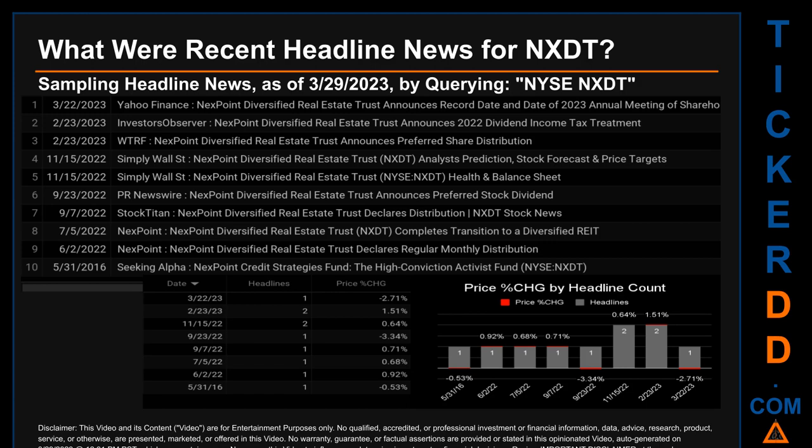Correlated or not, as it happened, the stock price for NXDT on those publication dates respectively saw a jump of 1.51% along with a jump of 0.64% when comparing the day's opening versus closing price. Friday, September 23, 2022 was the day with the highest percentage change in price when we compare opening versus closing price for the ticker. The day saw a drop of -3.34% when NXDT opened trading at $14.07 and closed at $13.60. There was one found headline when PR Newswire published the headline that read, NextPoint Diversified Real Estate Trust announces preferred stock dividend.